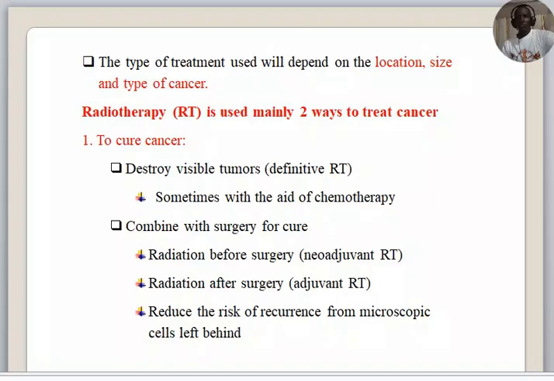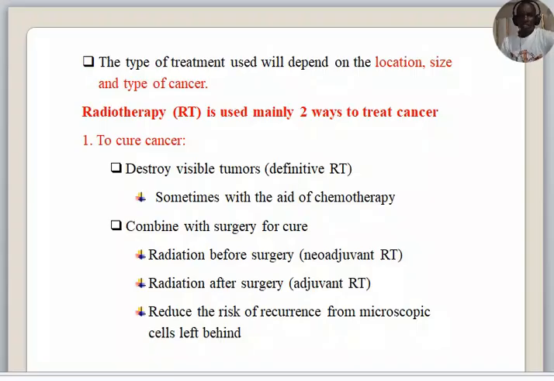That's why it is always advisable to go for screening as early as possible so that the cancer is found at its initial stages. Treating cancer at the initial stage is easy as compared to when the cancer has already grown. It can reach a point whereby we just do palliation, where we just reduce the pain. Radiotherapy is used mainly in two ways to treat cancer. You can either cure the cancer itself, or you can do palliative radiotherapy.